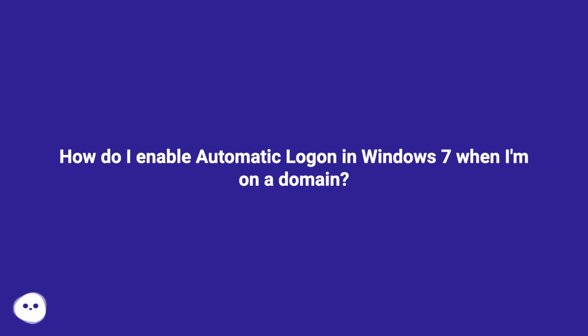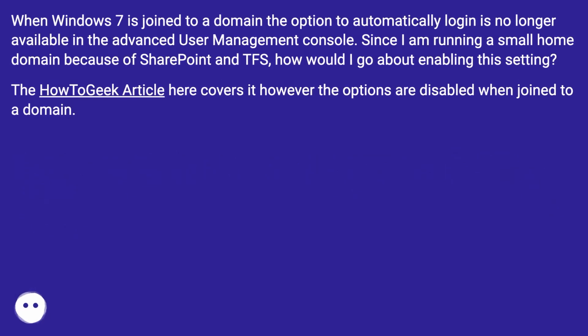How do I enable Automatic Logon in Windows 7 when I'm on a domain? When Windows 7 is joined to a domain, the option to automatically log in is no longer available in the Advanced User Management console. Since I am running a small home domain because of SharePoint and TFS, how would I go about enabling this setting?